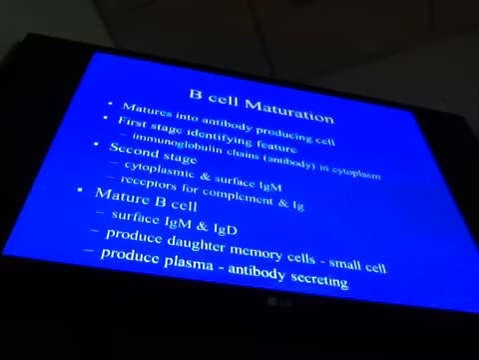The second stage includes the cytoplasmic and surface IgM production. Then receptors for complement and IgG will develop. And in that mature B cell, we will see surface IgM and IgD production. Daughter memory cells are also produced, and they secrete the antibodies, which is their primary job in the B cell lymphocytes.